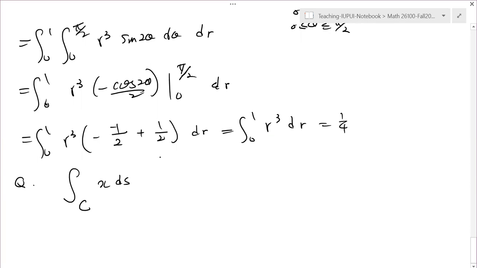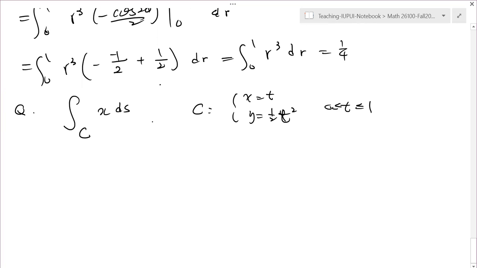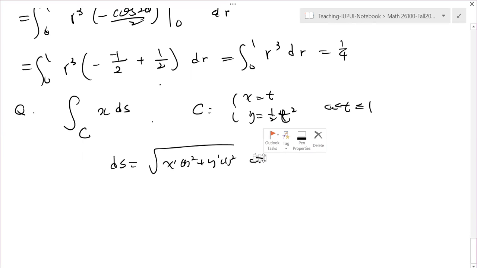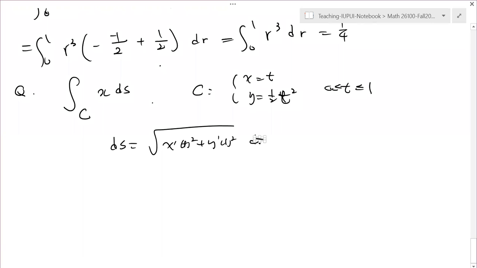So this is a line integral on a curve. C is described by the following parametric equations, t is between 0 and 1. All right, this is an easy one, because you can change it. So what is ds, right? ds is going to be the square root of x prime t squared plus y prime t squared, dt. If you know that part, then that would be the square root of 1 squared plus the derivative of that, t squared, dt.